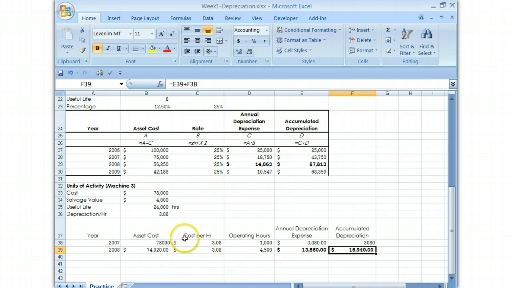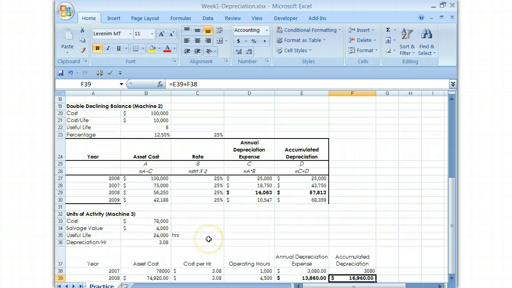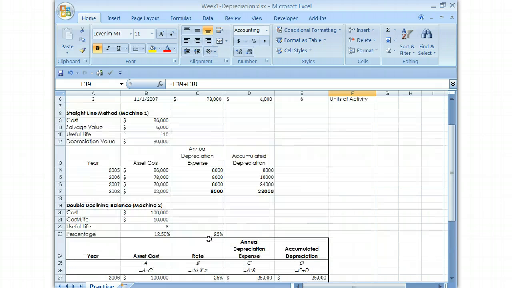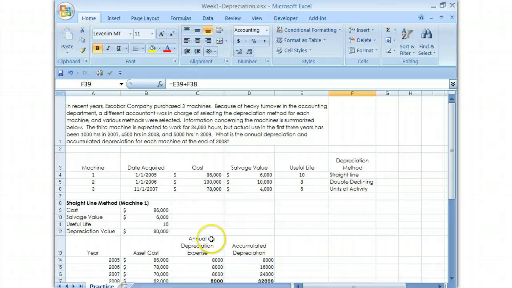And that's pretty much it for how to do this problem. So that's it for units of activity, double declining balance, and straight line method using this example.